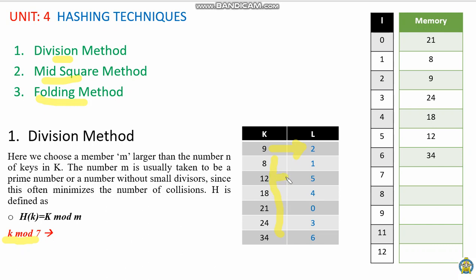So let's take 12 modulus 7, I get 5, so 12 gets stored into location 5. Similarly 24 modulus 7 gives 3, so it goes into 3. 9 modulus 7 gives 2, so 9 goes into location 2. That's how, taking a simple example, this is called the division method, where a simple modulus operation is done and we transfer the keys according to the value received to the corresponding memory location.